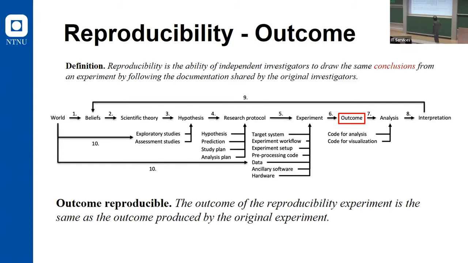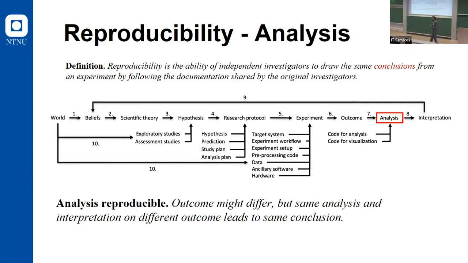Then I can look at the analysis. So I might still get a different outcome than you. So you have in machine learning experience, deep neural network, they have some uncertainty to them. So I might get some different images classified as dogs and cats than you did, but most of them are. So I can redo the same analysis as you did. I will still get the same result. And then it's good. I can just use your same interpretation and I reproduced your experiment.